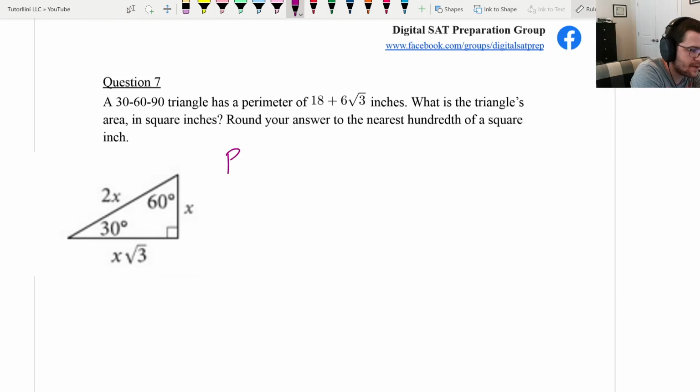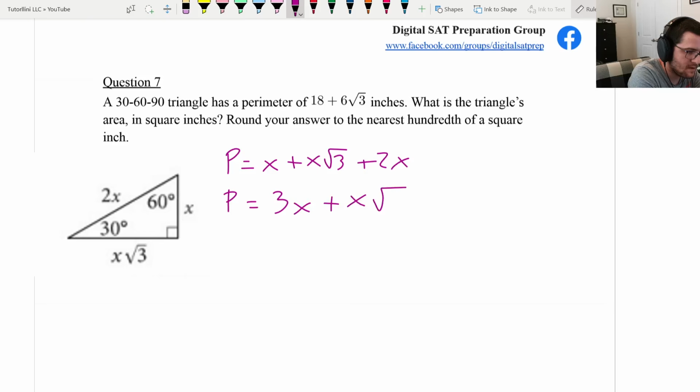Okay, so the perimeter, we just add up all the sides, right? So x plus x root 3 plus 2x. x plus 2x is 3x. And now I'm going to factor out the x. So the perimeter is 3 plus root 3 times x.